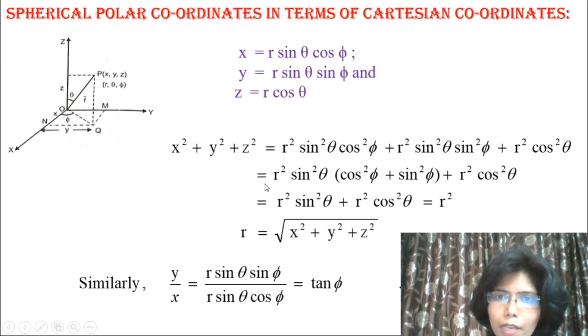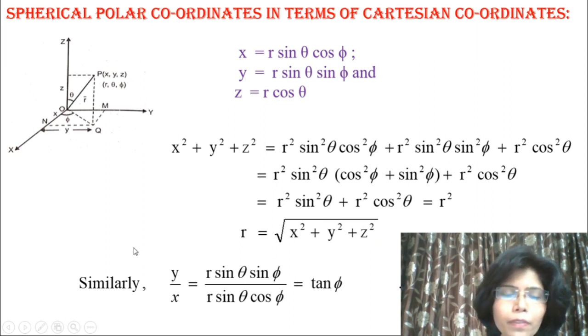In all these terms, r square is common, but in the first two terms, we'll take r square sin square theta common. So in the bracket, cos square phi plus sin square phi, plus r square cos square theta as it is. Now cos square phi plus sin square phi will be 1. So it is r square sin square theta into 1 plus r square cos square theta as it is. Again we'll take r square common, then sin square plus cos square theta will be 1. So your r square will be x square plus y square plus z square.